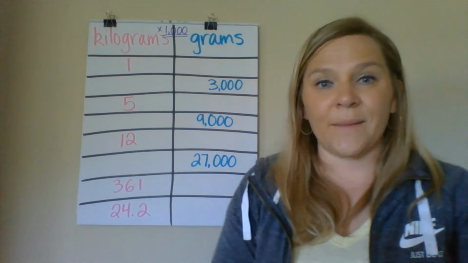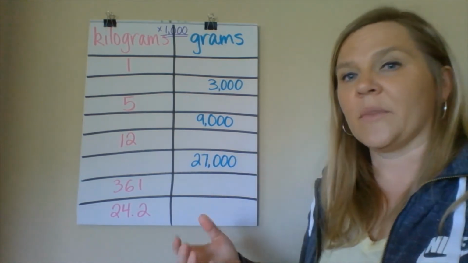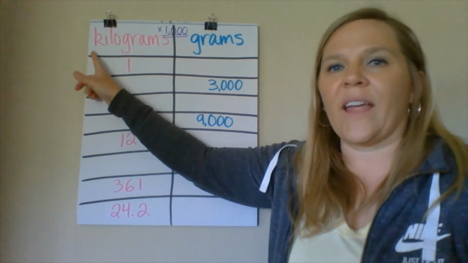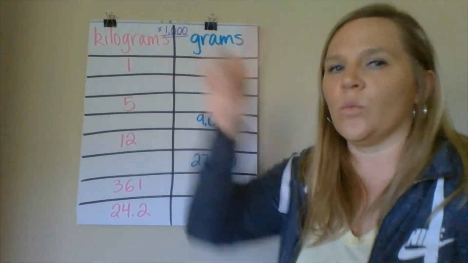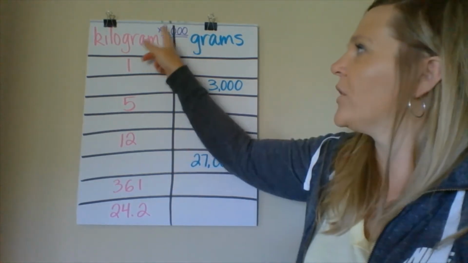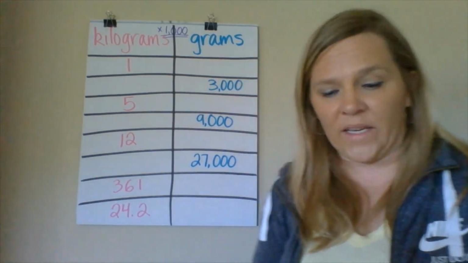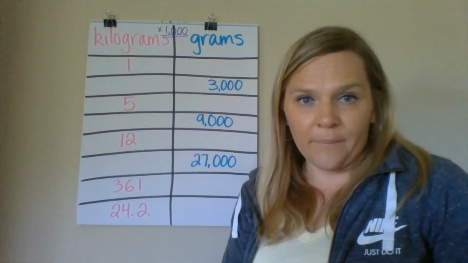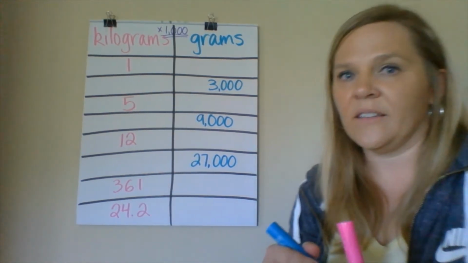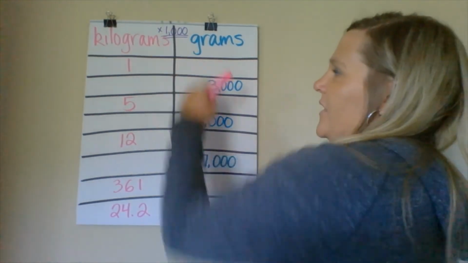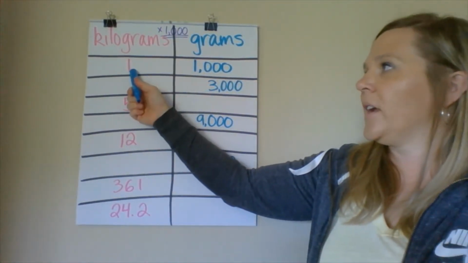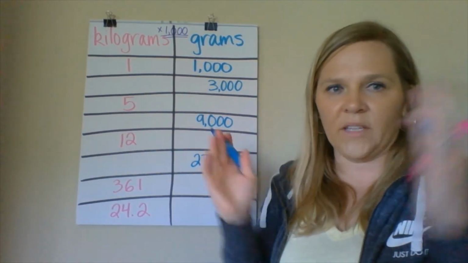All right, moving on to mass, talking about kilograms and grams. So remember, kilo means 1,000, so there are 1,000 grams in 1 kilogram. So again, we are going to simply be multiplying by 1,000. So let's start with 1. If I have 1 kilogram, how many grams is that? Well, we do 1 times 1,000, which gives us the good old number of 1,000. So 1 kilogram, 1,000 grams equal.